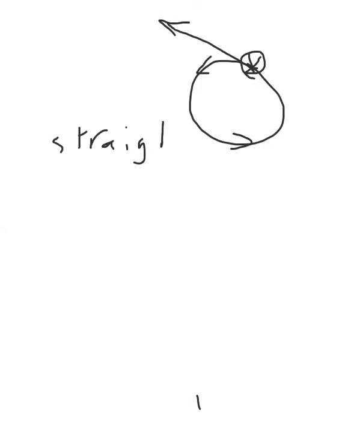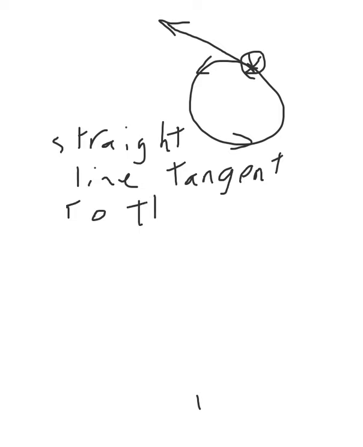This is the direction of motion and this is the point X. Of course, if you leave the rope at this point, the object will move in a straight line tangent to the circle or the circular path at the point of release.